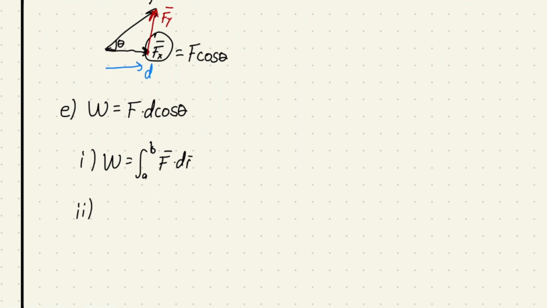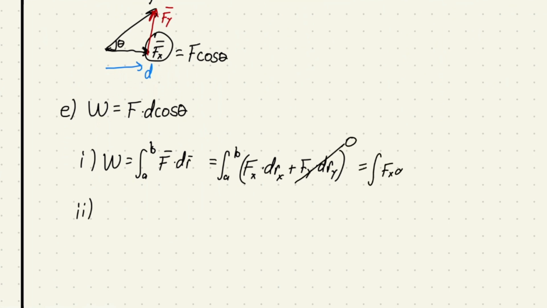F dotted into dr is going to be the integral from a to b of fx times drx plus fy times dry. And so these are two different integrals, right? And one of them is usually going to be 0. So let's say our motion is entirely in the x direction. That means dry is 0, and so that term goes away. And we get the integral of fx drx from a to b.